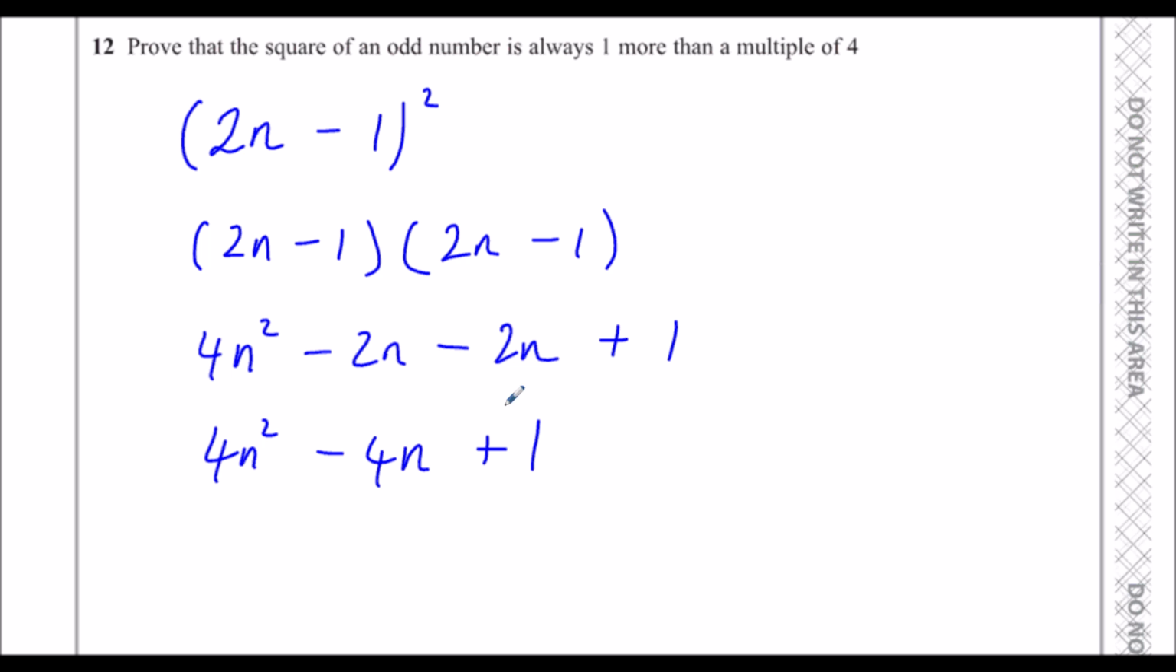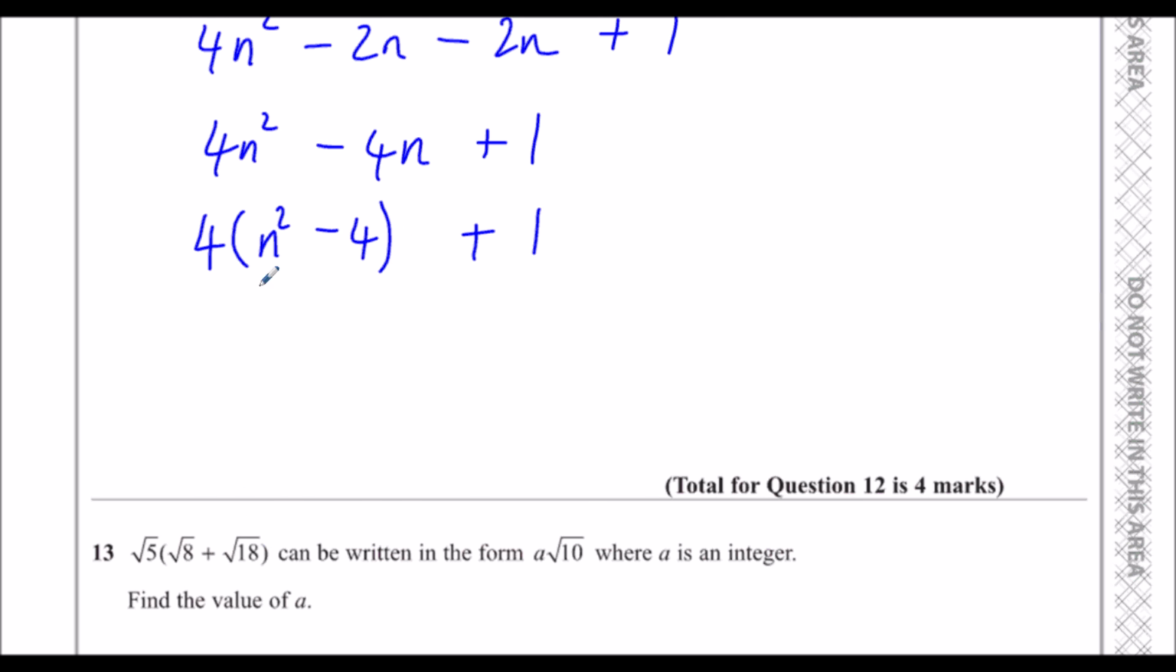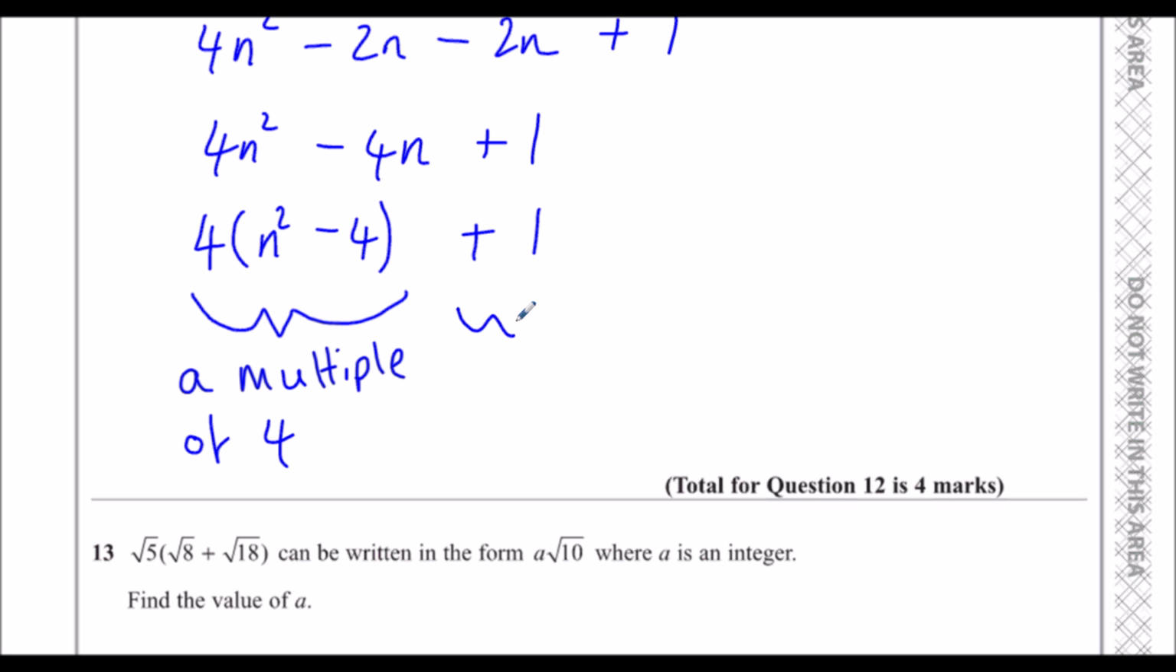So I need to prove that it's always 1 more than a multiple of 4. I can factorize 4 out of the first 2 terms. 4 times n squared minus n, plus 1. So this is 4 times something, so this is a multiple of 4. Something times 4 is a multiple of 4. And I'm adding 1, so it's 1 more than a multiple of 4.